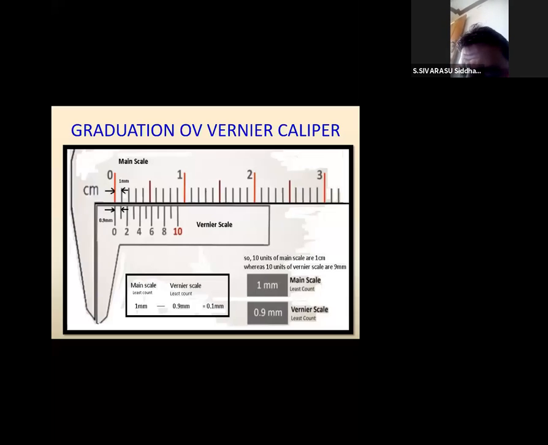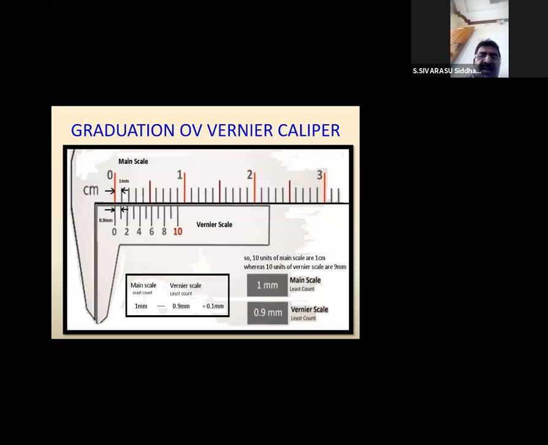Now how are the graduations marked in the 0.1 mm accuracy Vernier caliper, and how does 0.1 mm accuracy arise? That we are going to discuss. Now look at this diagram, the graduation marked on this. Graduations are marked from 0 up to the length of the Vernier caliper. In that, one main scale division value is 1 mm. On the bottom side you can see the Vernier scale, the Vernier slide.